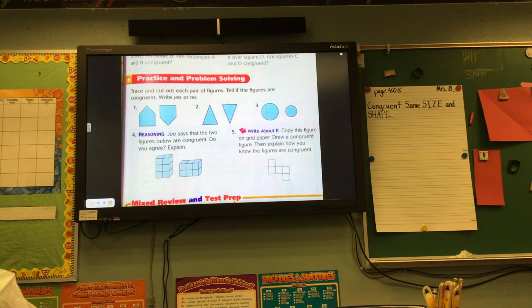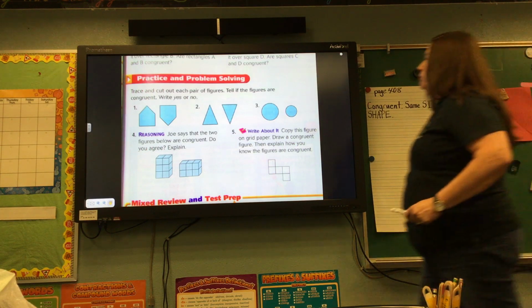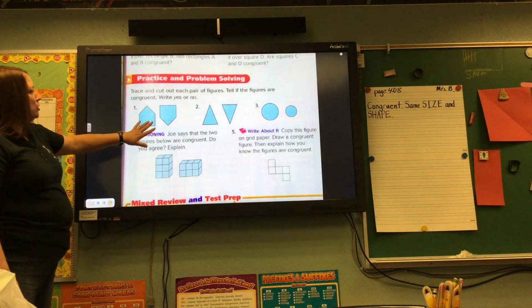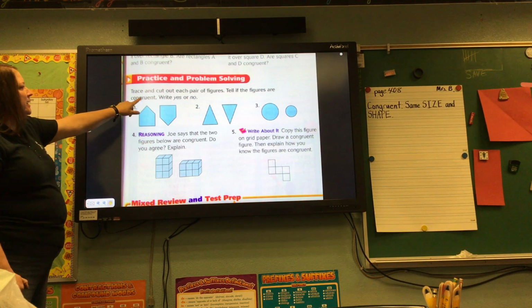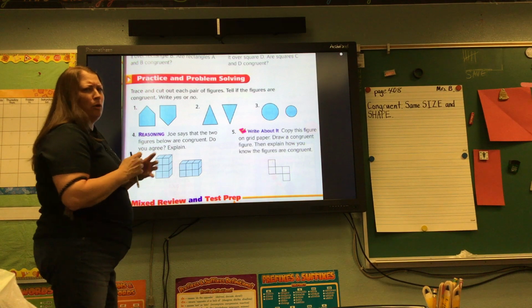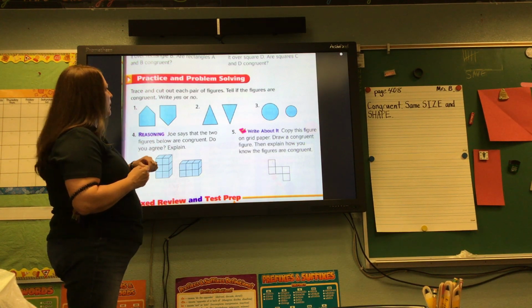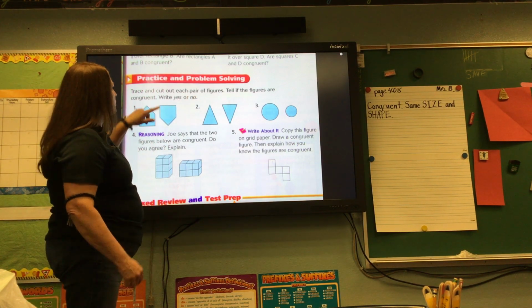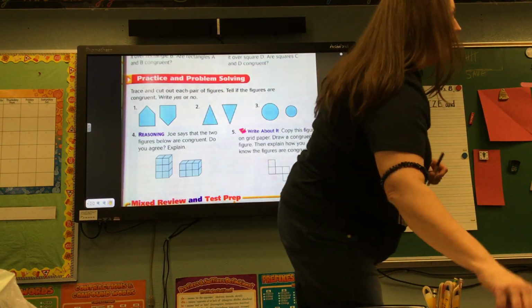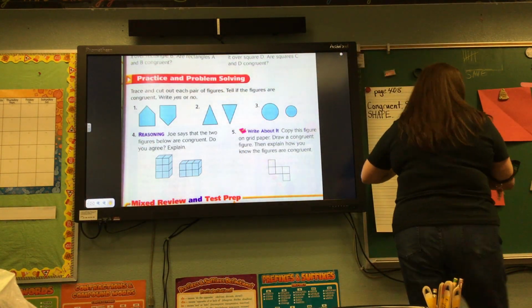Okay, now I'm going to come over here and I'd like to take a look at number 1. I'm going to go back over to my paper in a minute and I want to take a look at number 1, 2, and 3. It says to trace and cut out each pair of figures. We don't need to cut them out. We can just trace them and see it through our paper. And we need to tell if the figures are congruent, right? Yes or no.